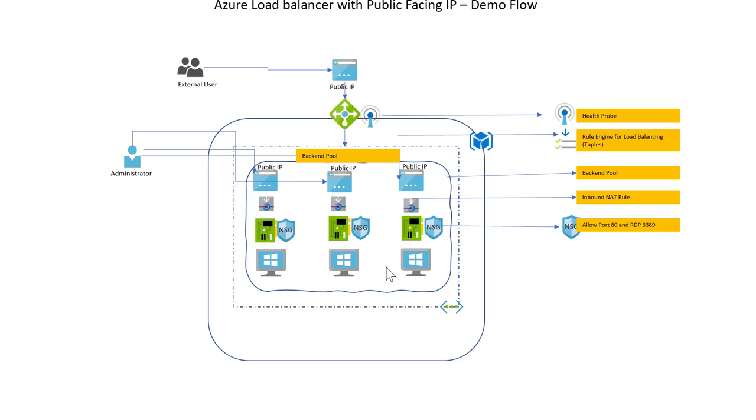We also create a backend pool of servers. These are the servers that are going to handle the workload coming from the external users. We also create a couple of load balancing rules. As we saw earlier, the load balancing rules help you take the traffic inflows and distribute them according to the tuples configuration.